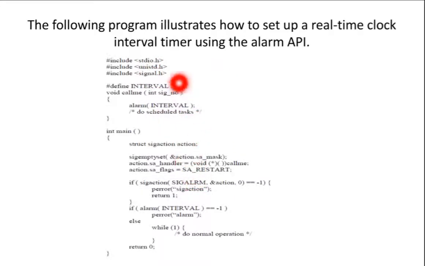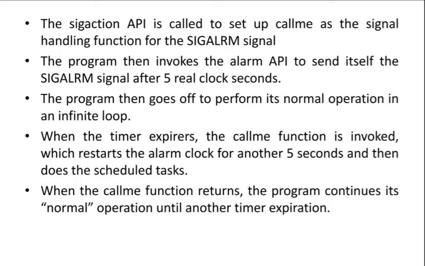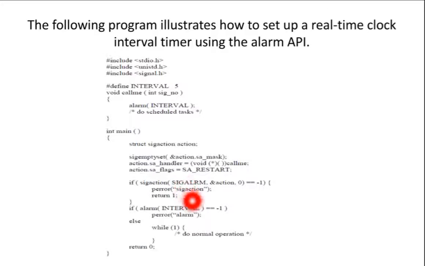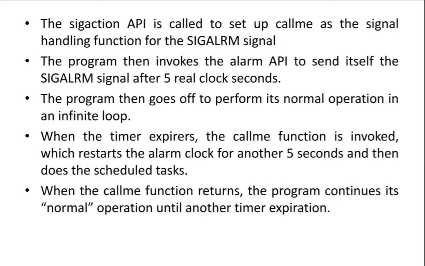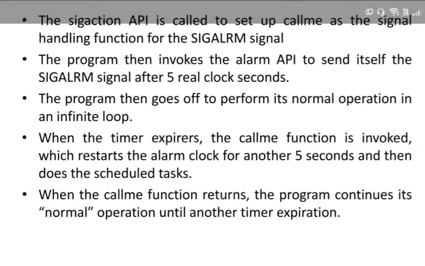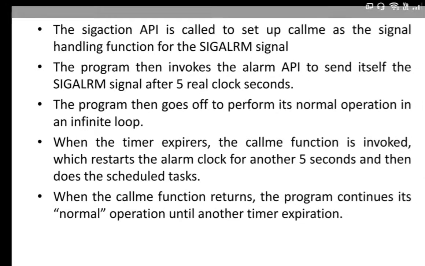After the scheduled task is completed, again it will come here. It will check whether there is an error, whether the signal alarm is generated. If the signal alarm is not generated, it will return an error, or else, you can see in the else statement, it will do normal operation. Hope you are understanding. So the program does normal operation once the scheduled task is done, and the normal operation is done in an infinite loop.